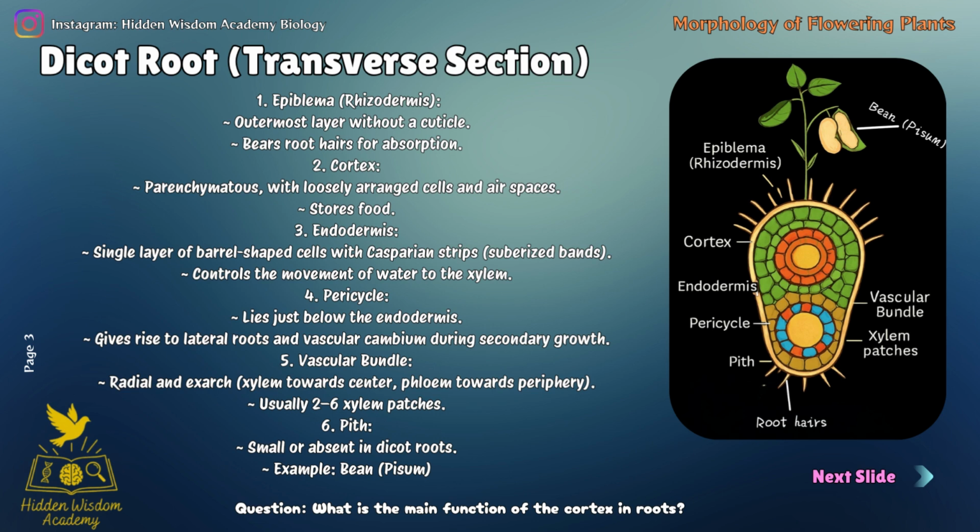Inside it lies the pericycle, which forms lateral roots and cambium for secondary growth. The vascular bundles are radial, with xylem and phloem arranged alternately, and the xylem is exarch, meaning the youngest xylem is near the edge. The pith is small or sometimes absent in dicot roots.